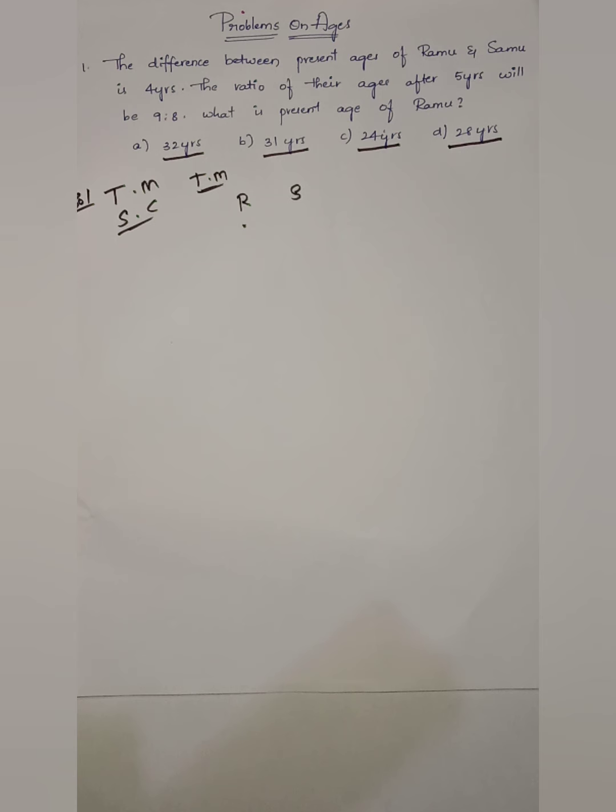So this is the given question. We will try to solve in the traditional method and the shortcut method. The given question is, the difference between present ages of Ramu and Somu is 4 years. The ratio of their ages after 5 years will be 9:8. What is the present age of Ramu? So we will try to learn from the traditional method.